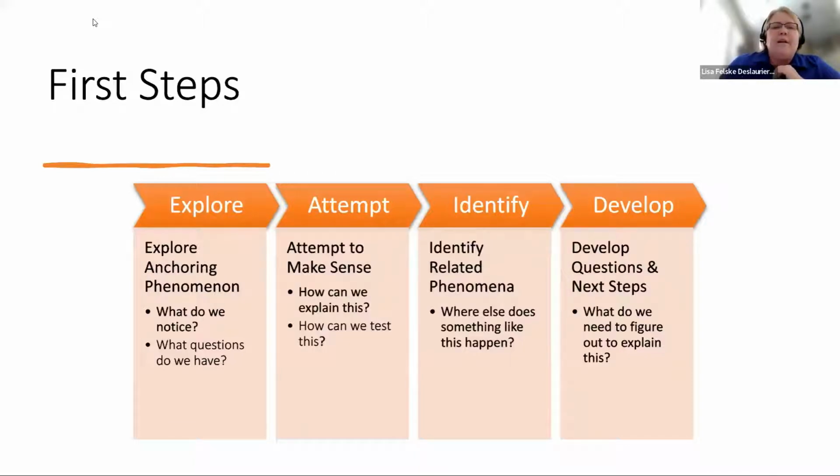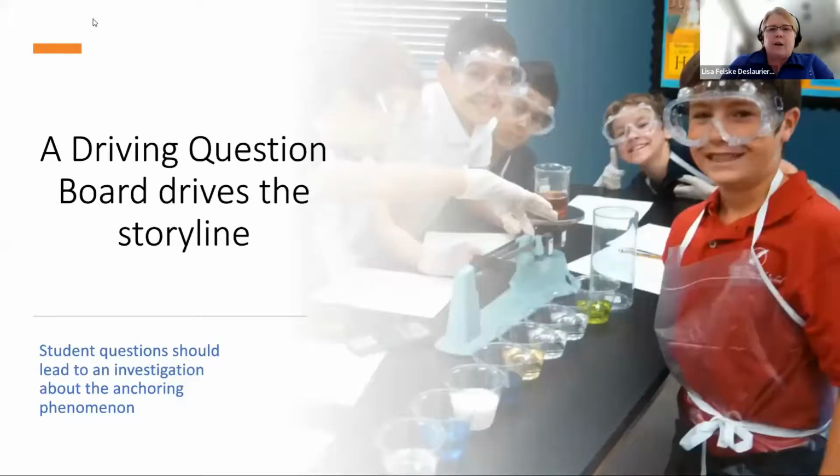That first you explore, you look at that anchoring phenomenon and you say, what do we notice? What kind of questions do we have? You attempt to make sense of this. Is there some way we can explain what's happening or do an experiment that could model what's happening? You can also try to connect it to something else. Where does something else like this happen? And what else do we need to do to figure out or explain what's going on?